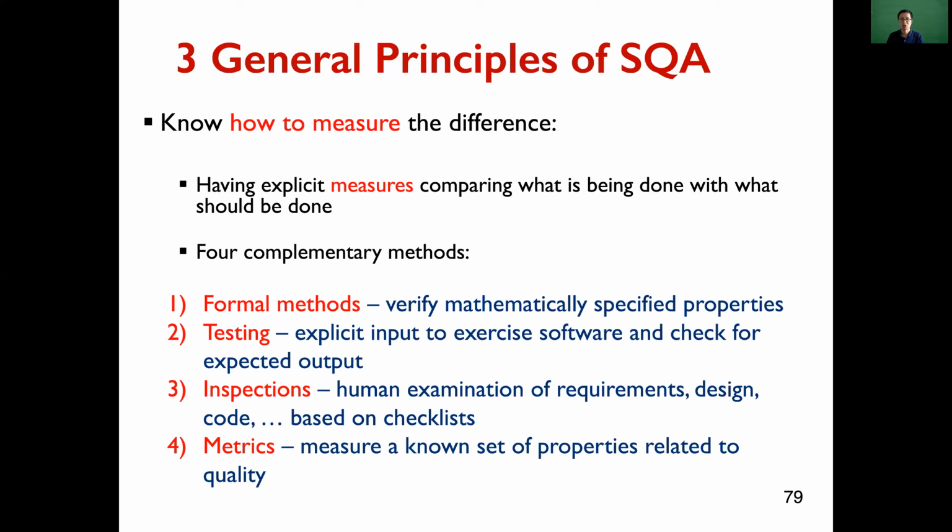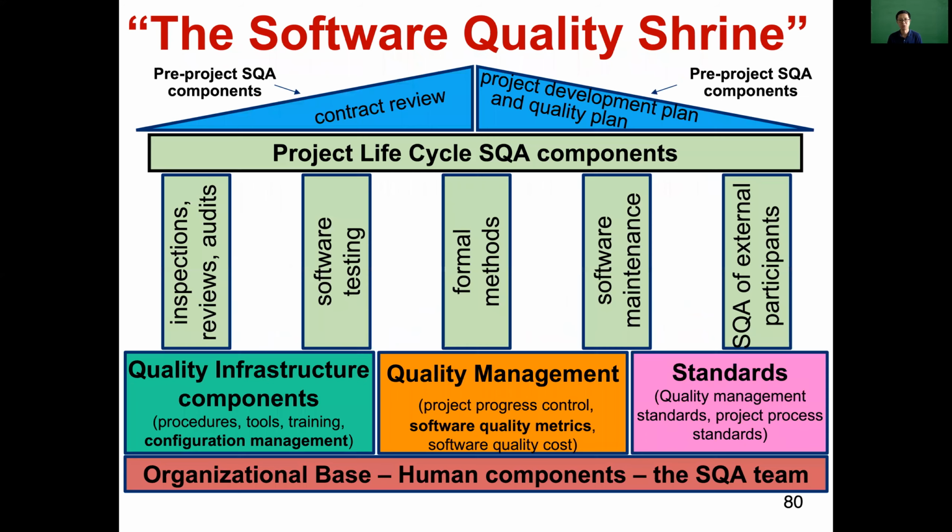So these are three general principles of software quality assurance. What is included in software quality assurance, or what is the structure of the software quality assurance architecture? Here, this is called the software quality shrine, or you can perceive it as the architecture for the software quality assurance system. We can see the whole structure can be divided into 6 parts, marked by different colors.